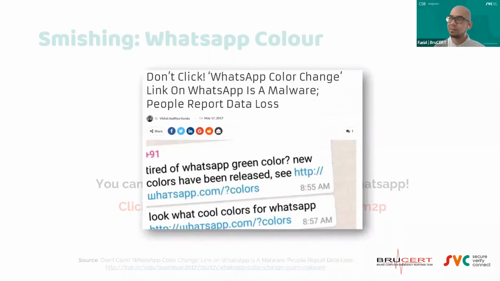So according to WhatsApp, back in 2017, those links or smishing links actually lead to malware, and some people reported data loss. Pictures got leaked, got stolen, and so on. So be cautious, especially when you receive those kinds of links on your WhatsApp and other social media.